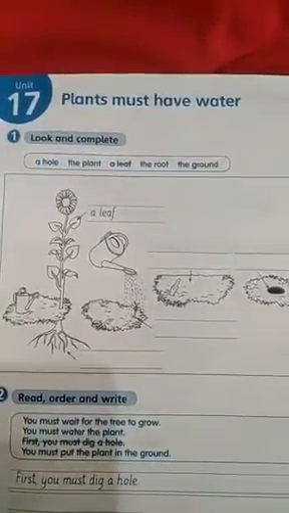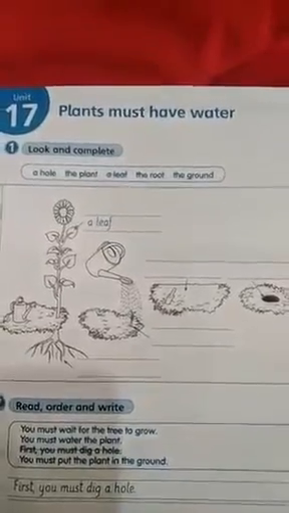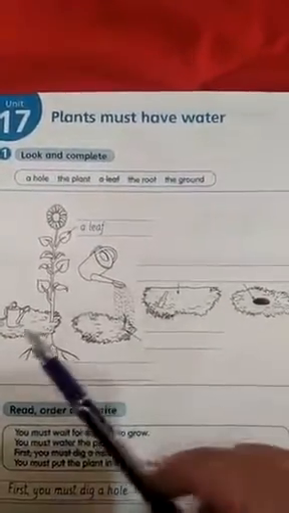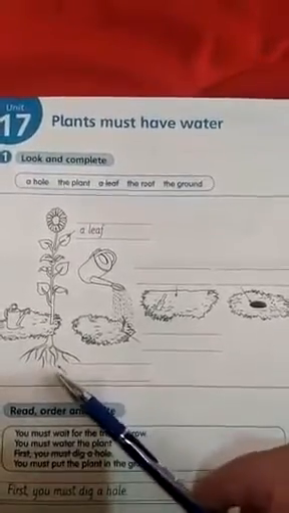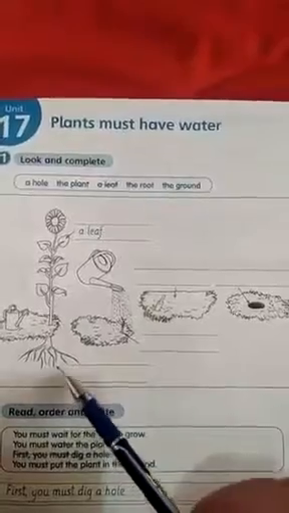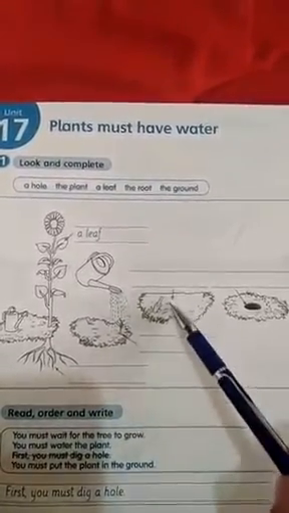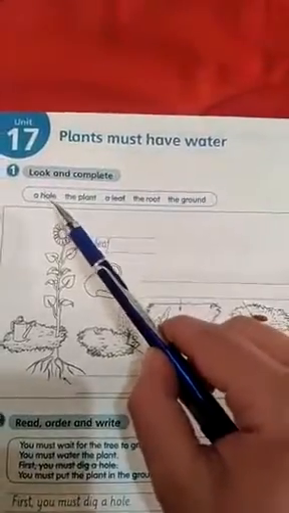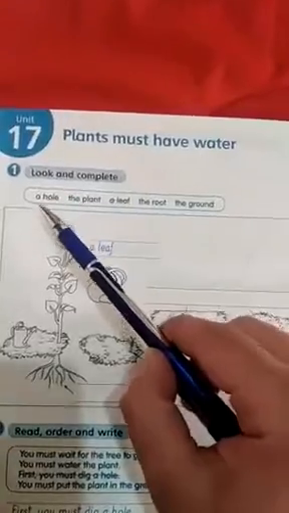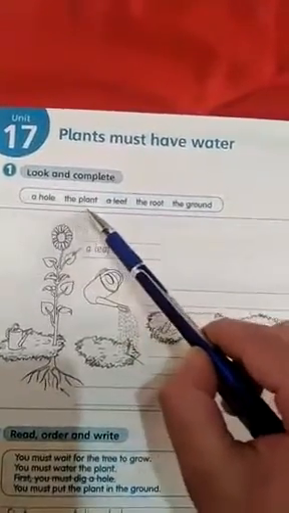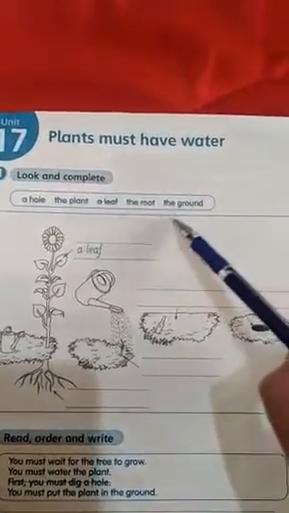Exercise number 1, page 65, activity book. Look and complete. Yes, Rabia, here we have pictures. We are going to write the names of these things that they are pointing to here in blue. And here we have the words in the box. I'm going to read them at first. A hole, the plant, a leaf, the root, the ground.